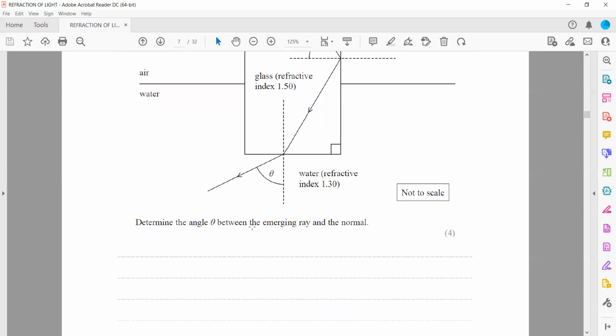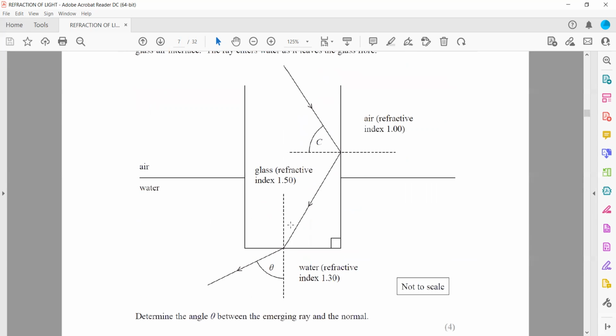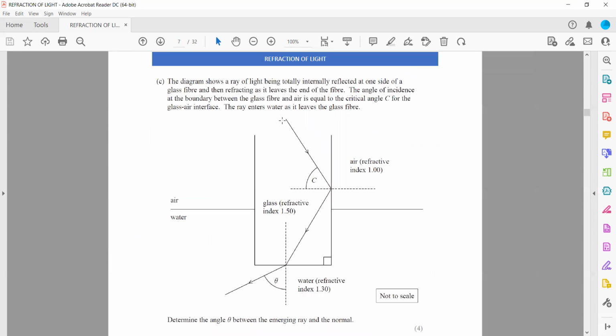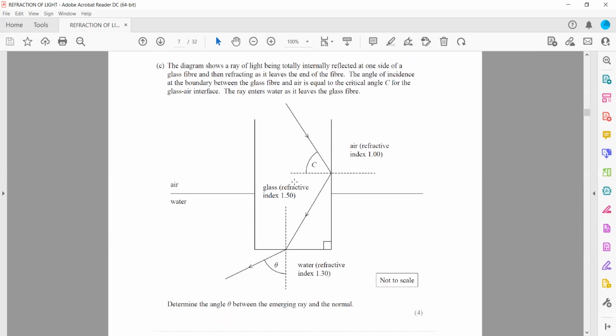Determine the angle theta between the emerging ray and the normal. So we want to determine this angle by using the figure. We have the refractive index of the glass, and because it is entering the water, this is the refractive index of the water, and this is the refractive index of the air.